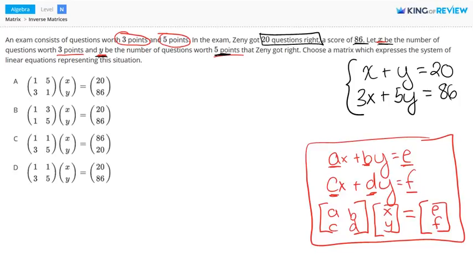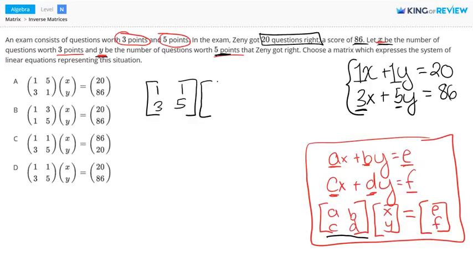So let's do that. Let's first start with the coefficient matrix. So what are our coefficients? Well, our first equation, X plus Y equals 20, even though they're not written there, we know that this is 1x and 1y. So A and B are both 1. And then we have a 3 and a 5 for C and D. So this is our coefficient matrix.